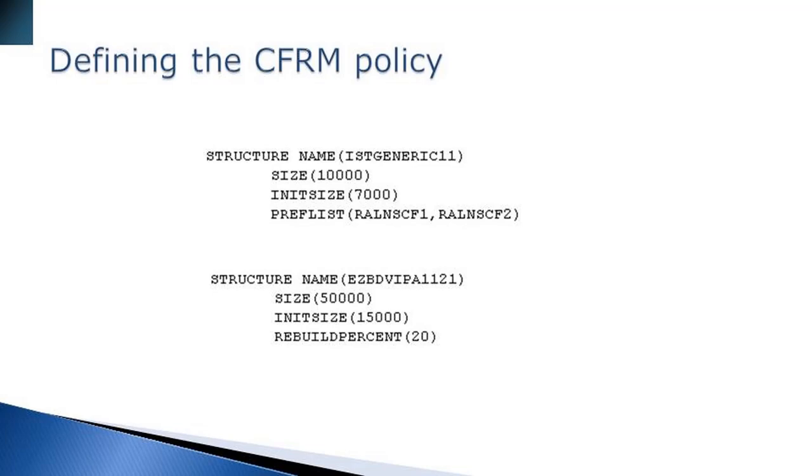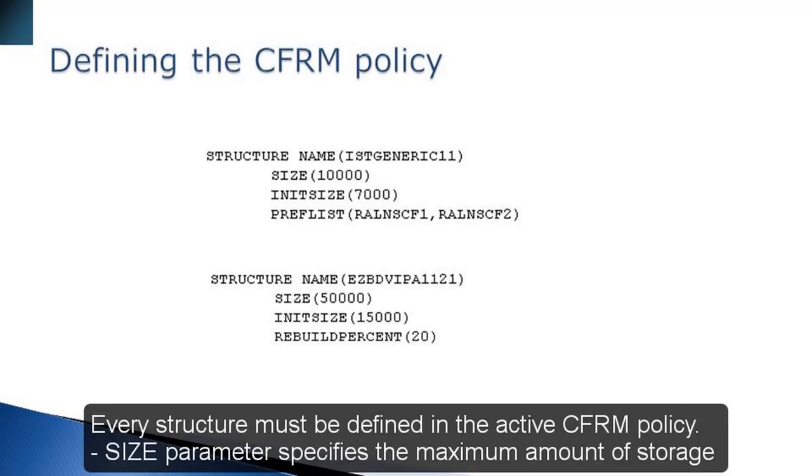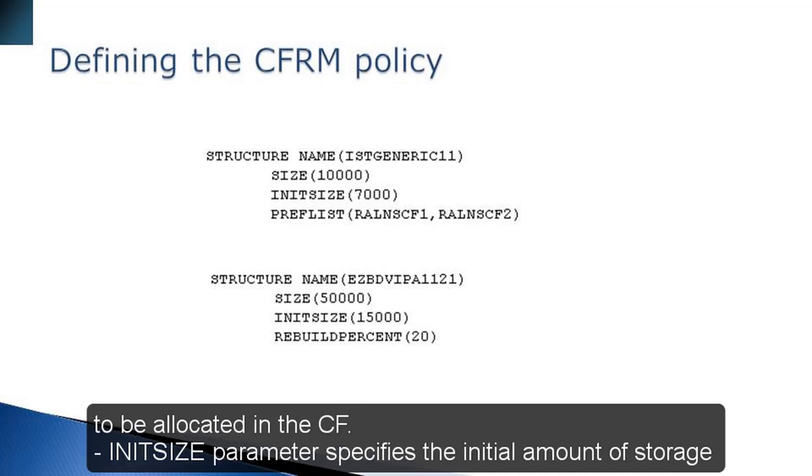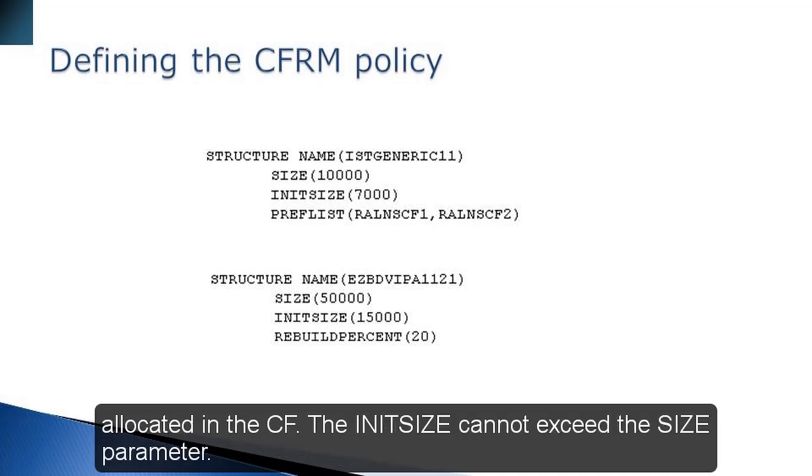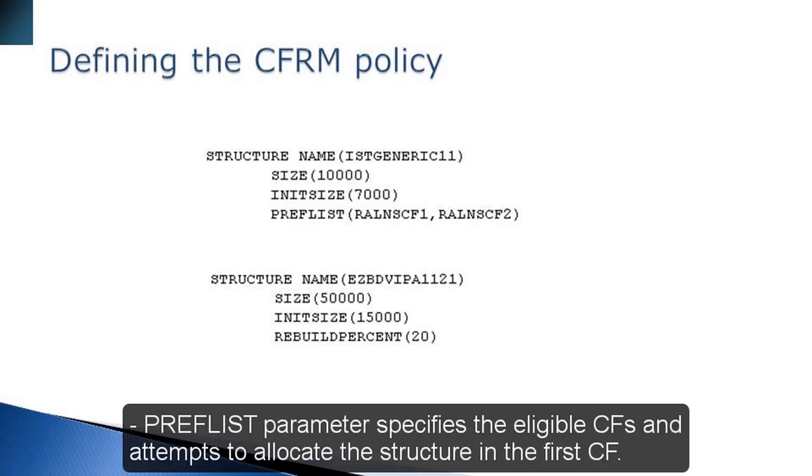Defining the CFRM policy. Every structure must be defined in the active CFRM policy. Size parameter specifies the maximum amount of storage to be allocated in the CF. Init size parameter specifies the initial amount of storage allocated in the CF. The init size cannot exceed the size parameter. Pref list parameter specifies the eligible CFs and attempts to allocate the structure in the first CF.